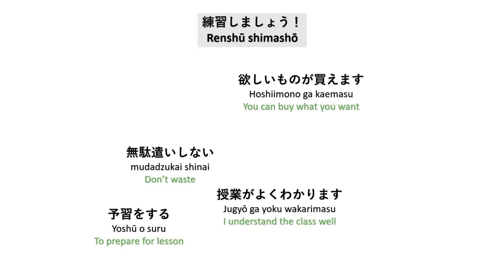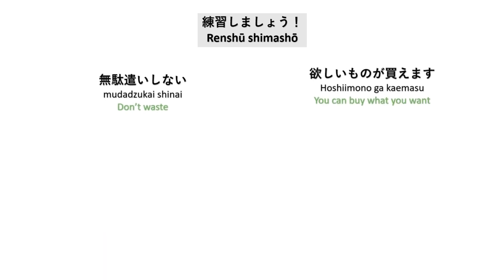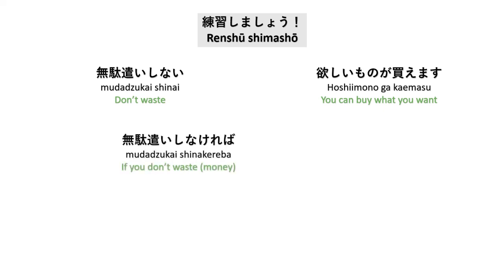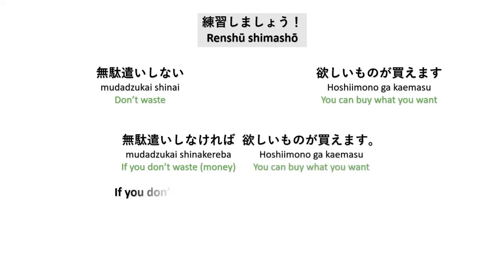Next, mudazukai shinai. Don't waste. And this is connected to: you can buy what you want. Mudazukai shinai. So this is in the nai form, a negative form. And this is mudazukai shinakereba. If you don't waste money. Mudazukai shinakereba hoshii mono ga kaemasu. If you don't waste money, you can buy what you want.